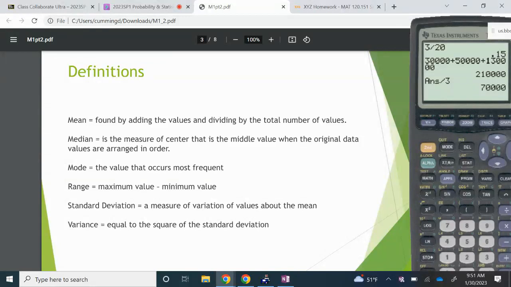Next, we have the range, and the range is given by taking the maximum value minus the minimum value. Right? So you just take the biggest number, smallest number, subtract. We have the standard deviation, and the standard deviation is a measure of variation about the mean. And then we have variance. The variance is equal to the square of the standard deviation. So if you were to take the standard deviation and square it, you get the variance.